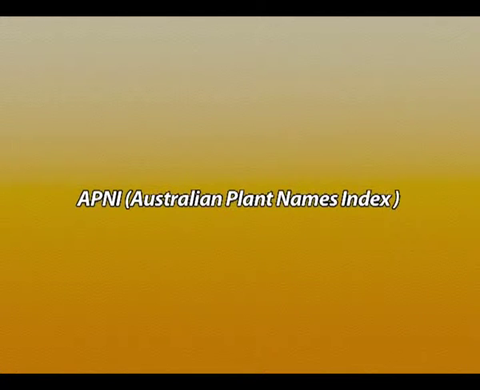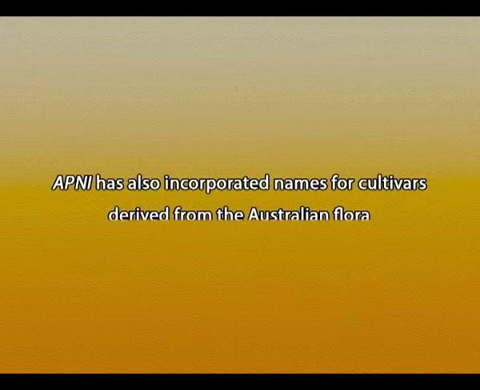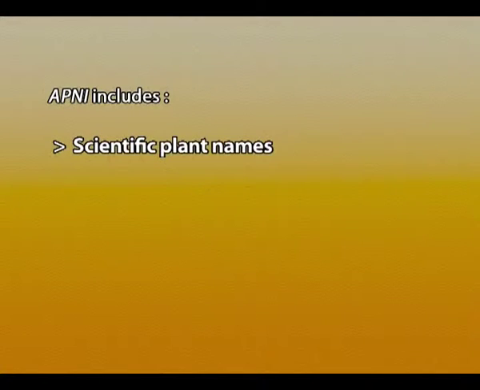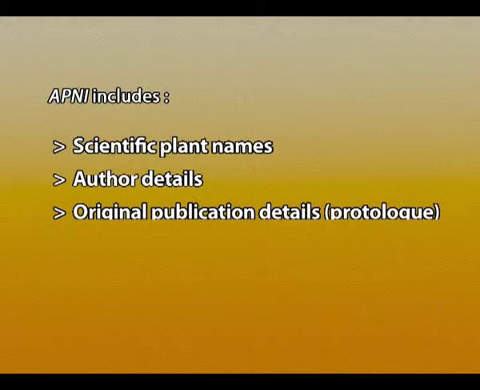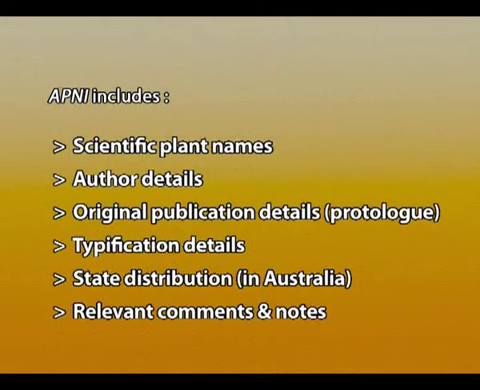The APNI, the short form for Australian Plant Names Index, includes many names that were not included either in Index Kewensis or in Gray Index. In recent years, the APNI has also incorporated the names for cultivars which have been derived from the Australian flora. Information available from APNI includes scientific plant names, author details, original publication details, typification details, state distribution in Australia, and other relevant comments and notes.